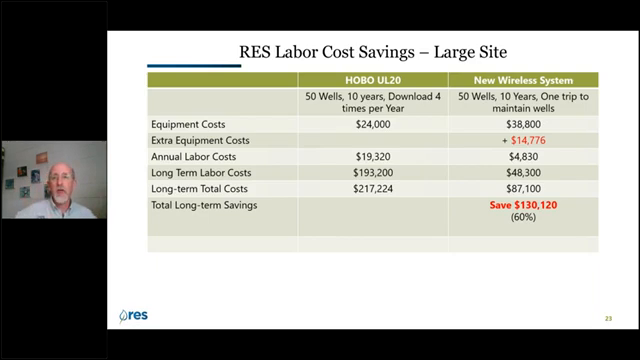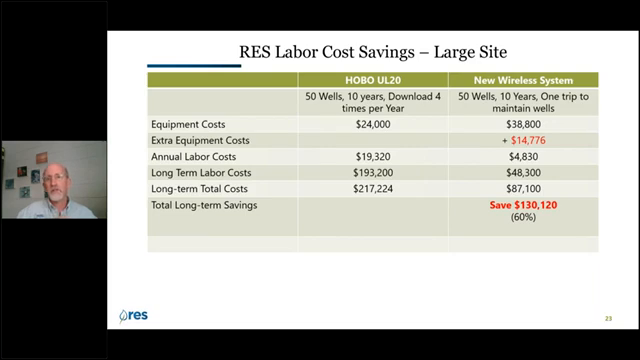Of course, I had to work to sell this from a corporate business viewpoint, so we looked at the labor savings of running a traditional mitigation site with traditional manually read HOBO units versus a new wireless system. The cost savings are significant as you get into larger sites. In this example, if I had 50 wells and had to monitor for 10 years and download 4 times a year, you're talking $24,000 in equipment, but the big ticket item is labor, almost $200,000 over 10 years. And that doesn't include the travel costs and labor escalation over time.